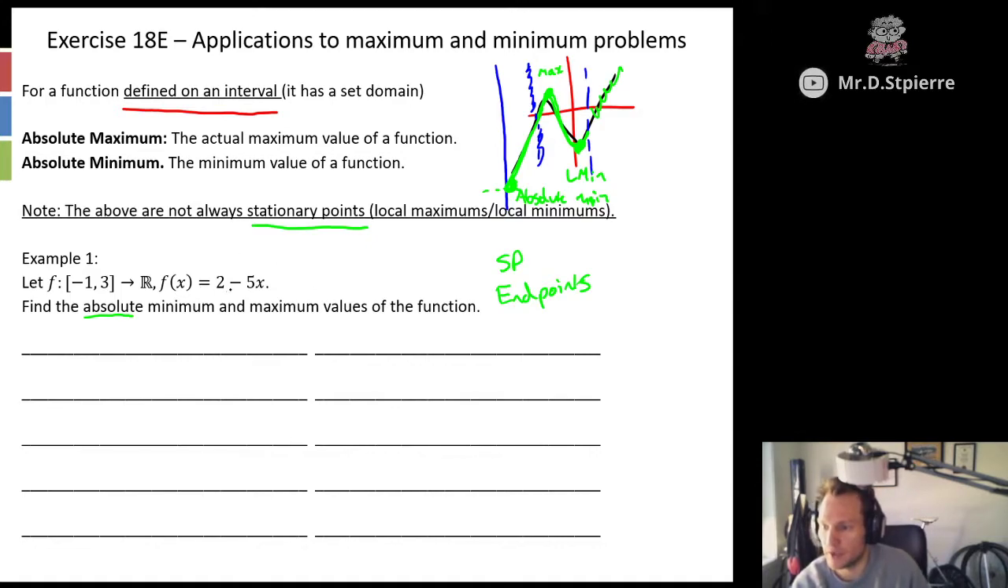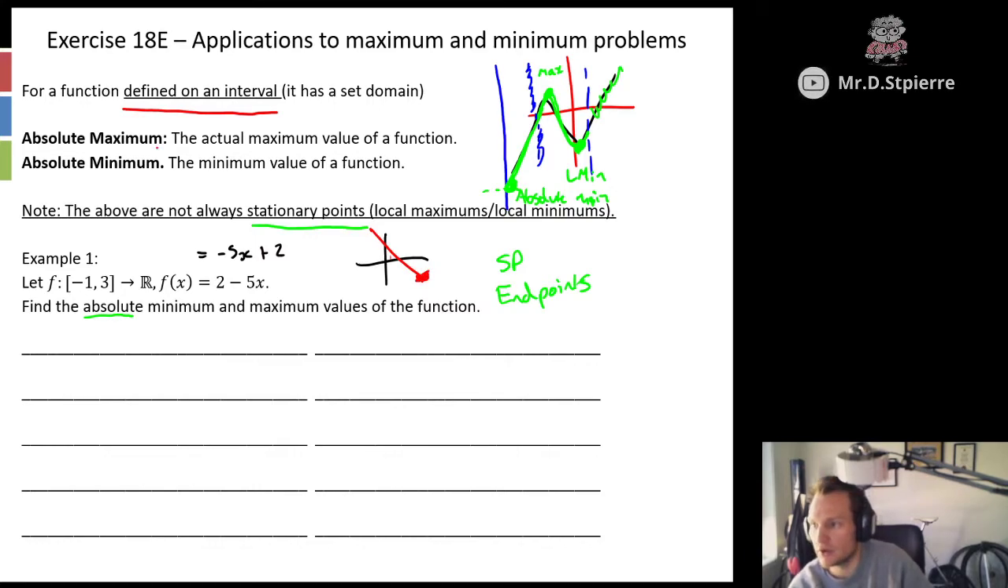So for this example, we have f of x is equal to 2 minus 5x, which we could also write as negative 5x plus 2. That's just a linear equation. That's just a straight line, and it has a negative gradient. So even if I get my scale and my intercepts completely off, we know it's a downwards trending line.